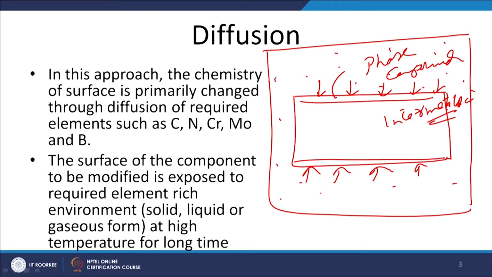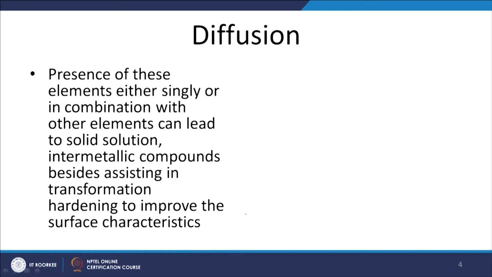So, the surface chemistry is primarily changed through diffusion by adding the required elements in the form of carbon, nitrogen, chromium, molybdenum, boron, etc. And once it is done, then we will have the required compounds and phases at the surface. So, the surface of the component to be modified is enriched in the required element environment, which may be in the form of solid, liquid or gases, and then high temperature is created for a sufficient time, so that diffusion can be facilitated to modify the composition of the surface as per the requirement.